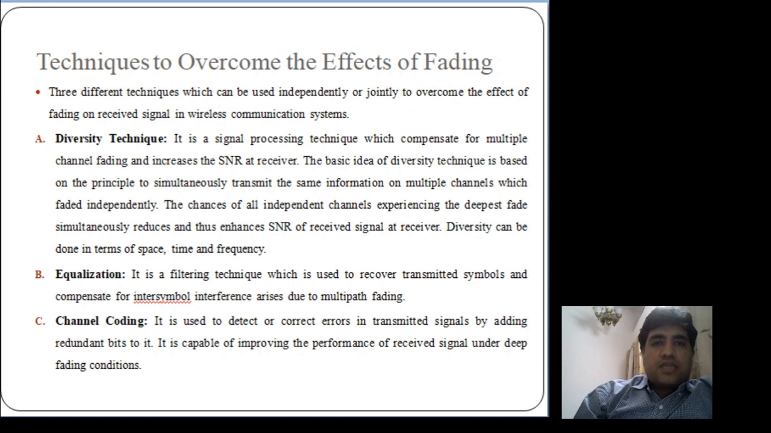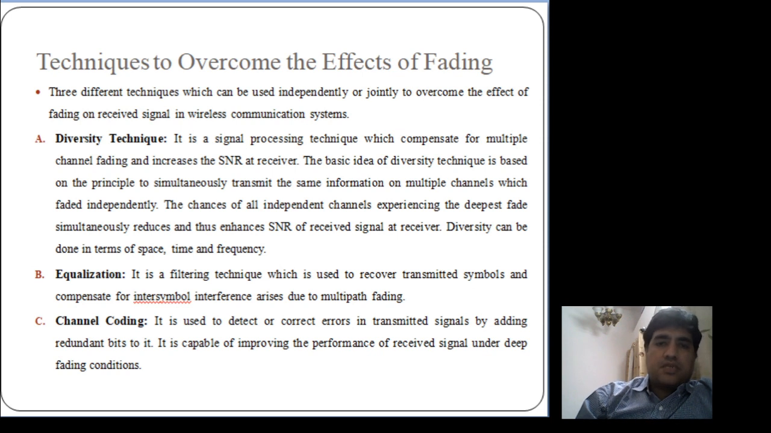So first, techniques to overcome the effect of fading. As we have seen in the last lecture that with fading, there are multiple copies received at the receiver, due to which there is an amplitude fluctuation as well as phase fluctuation at the receiver. So, which is a noise in wireless communication. So, to overcome this, there are three different techniques which can be used jointly or independently to overcome the effect of fading. First is diversity technique.